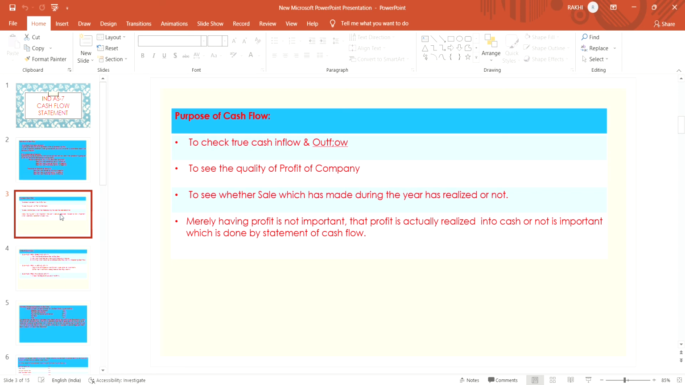You may see that turnover is about 50 crores or 60 crores, but in actual you had made the sale during the year and realization is not done. By seeing the cash flow, we will check whether the realization is done or not. We had made the sale, but we had not realized the money. That is the purpose of the cash flow, to see whether the realization is done or not.